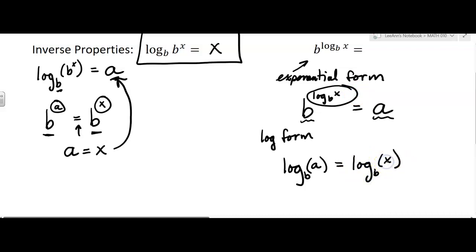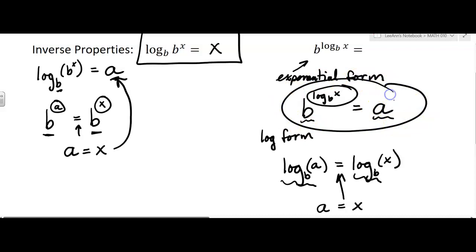I'll use the parentheses. Well, similarly, if these two things are going to be equal to each other and the bases are the same, and you know that b has to be greater than 0, in fact the argument has to be greater than 0 also, well then a has to equal x. So what does that mean? It means that this whole thing that we started with, that has to be x.